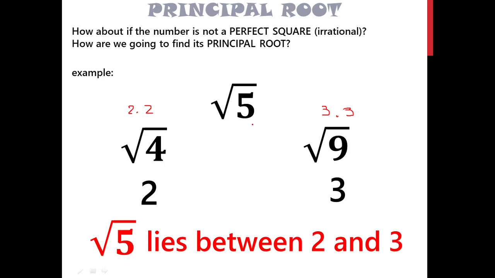Okay? Since 5 is not a perfect square, then the principal root of the square root of 5 lies between 2 and 3. So here, it's in between here. Okay? Now, what is the exact value of the square root of 5? This will be discussed in my next video.